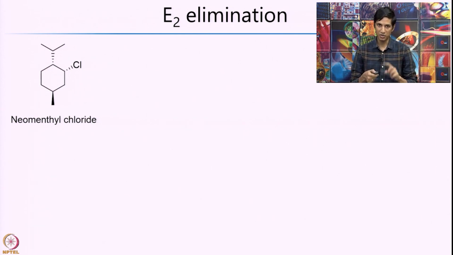Similarly, in the E2 elimination mechanism here, both the reactants, that is the base as well as the substrate, are involved, and as a result we call it a bimolecular elimination reaction. And this would become apparent as we go ahead and discuss a couple of examples. So let us start by looking at this particular example of what is called neomenthyl chloride.